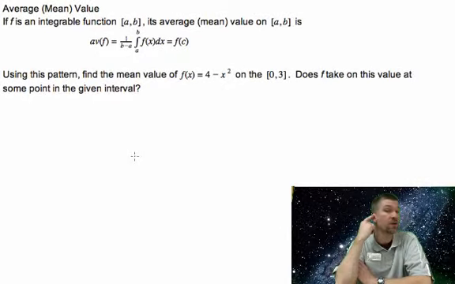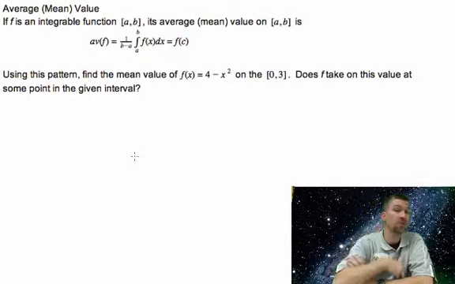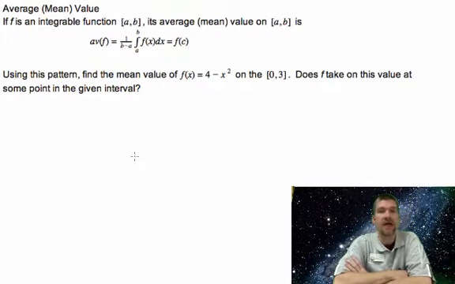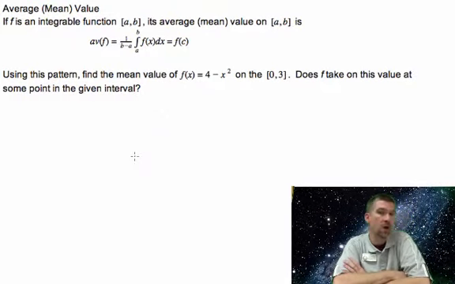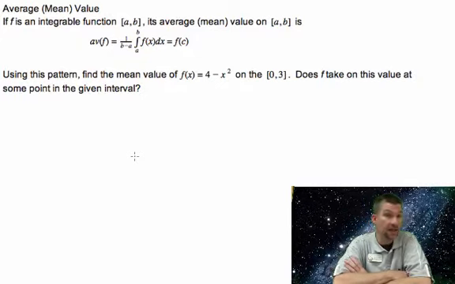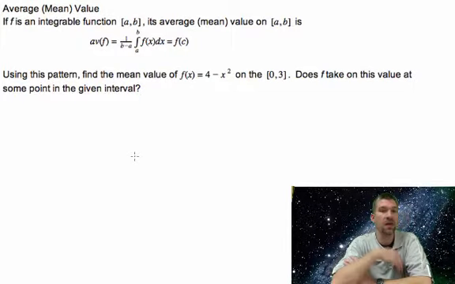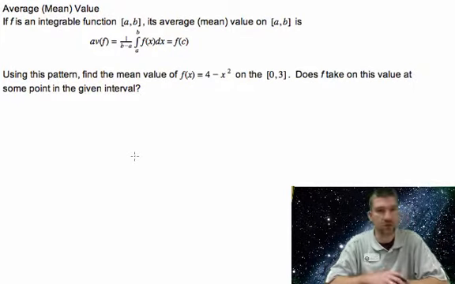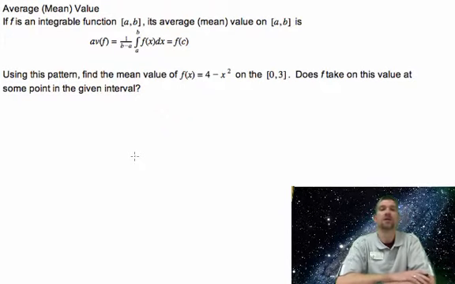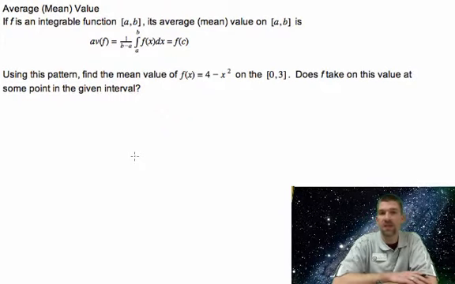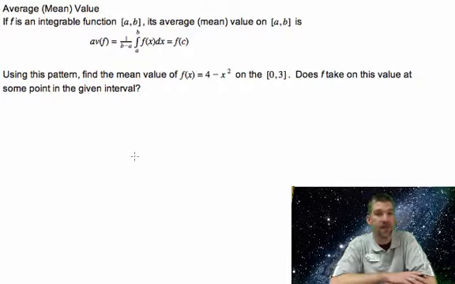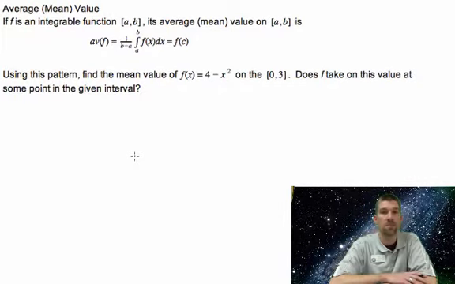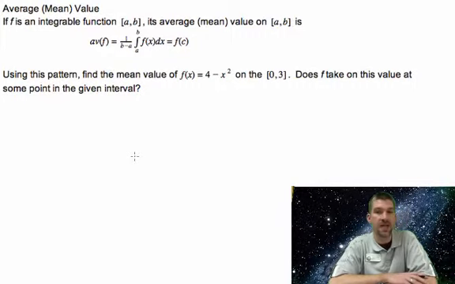All right, here's an average value problem, okay? If f is an integrable function on a to b, its average value on a to b is 1 over b minus a, that gets us our average part, times the integral from a to b of f of x dx. And that'll give us some function at c. Some point c, we'll find the value for that, okay? So use this pattern to find the mean value of f of x equals 4 minus x squared on the interval from 0 to 3. Does f take on this value at some point on that interval?